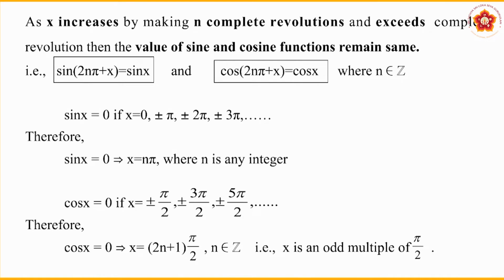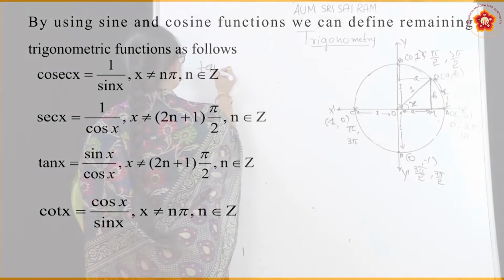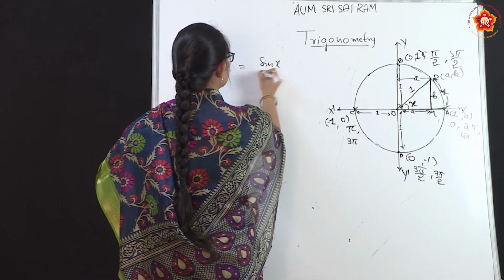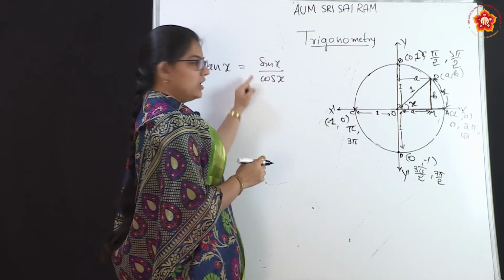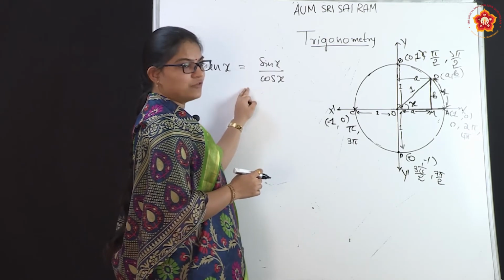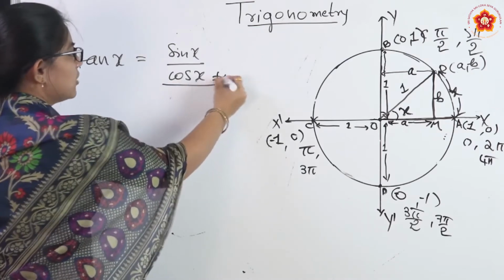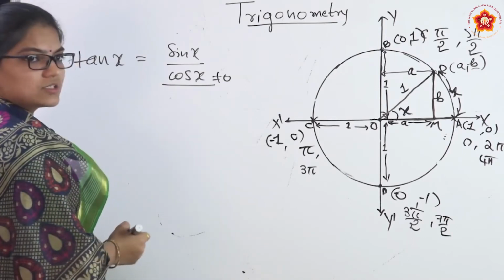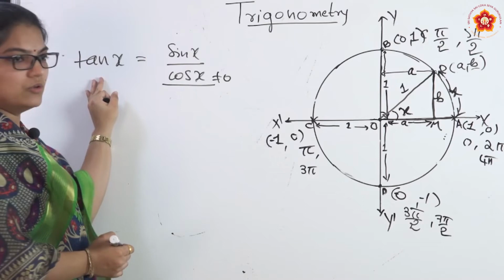Now, let us define the remaining 4 functions. So we have tan x, that is tan x is nothing but sin x by cos x, where any fraction or quotient form is defined only for the denominator not equal to 0, right. So here you have the denominator cos x not equal to 0.